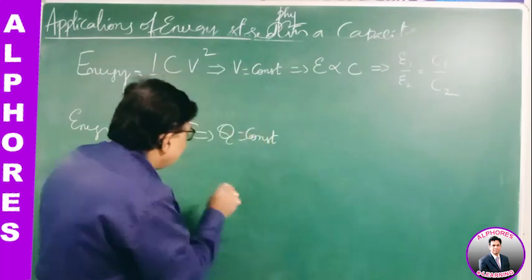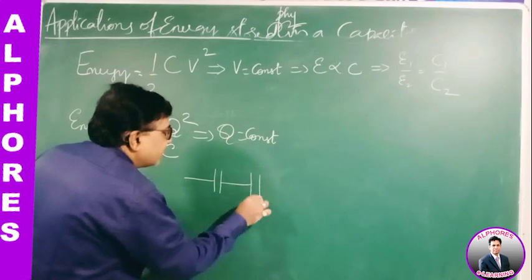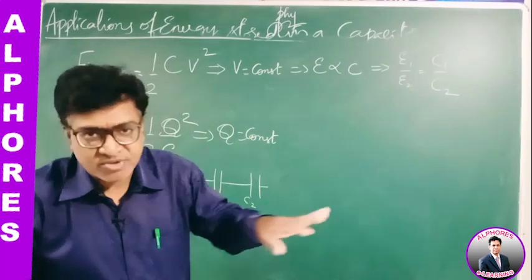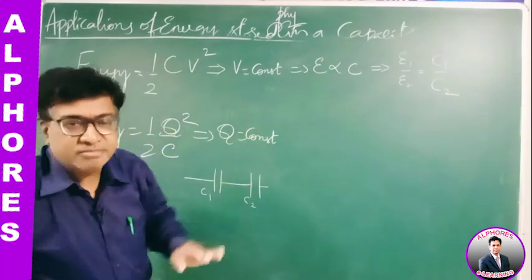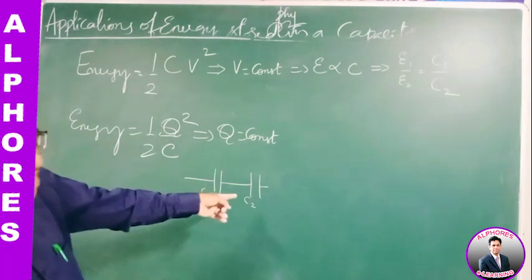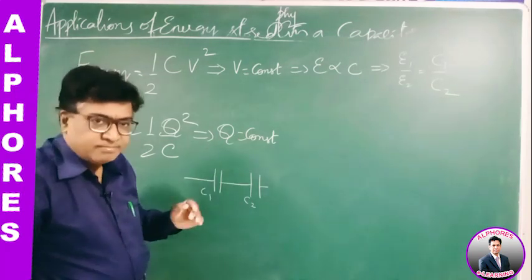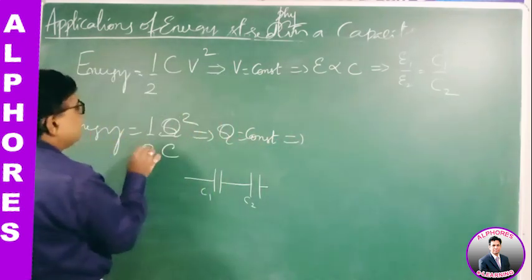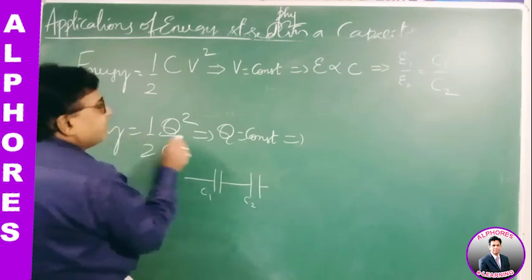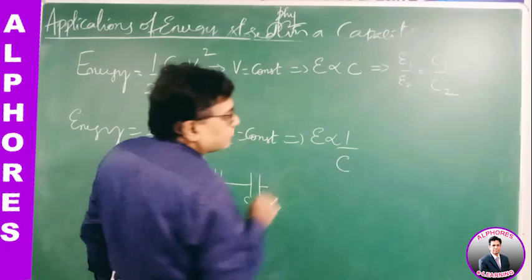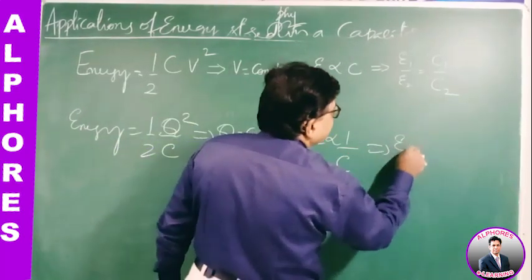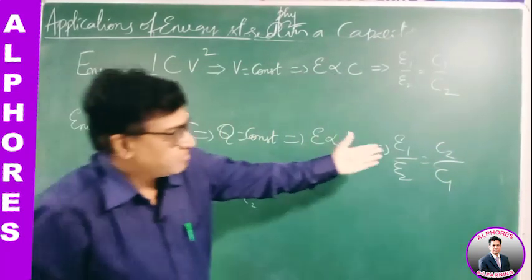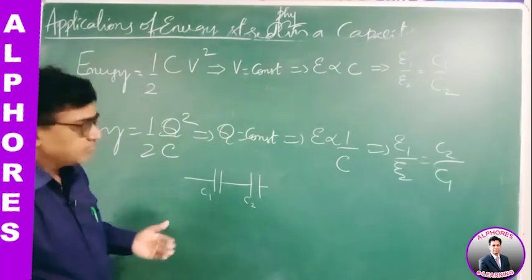You can consider the capacitors to be in series. I was telling you that in series the charge is constant, the current is constant. So therefore in series Q is the same. Then Q squared is a constant, and half is of course a constant. Now the energy varies inversely with capacity. So inverse in the sense E1 by E2 is C2 by C1. E1 C1 is E2 C2. So this way you can write it down.